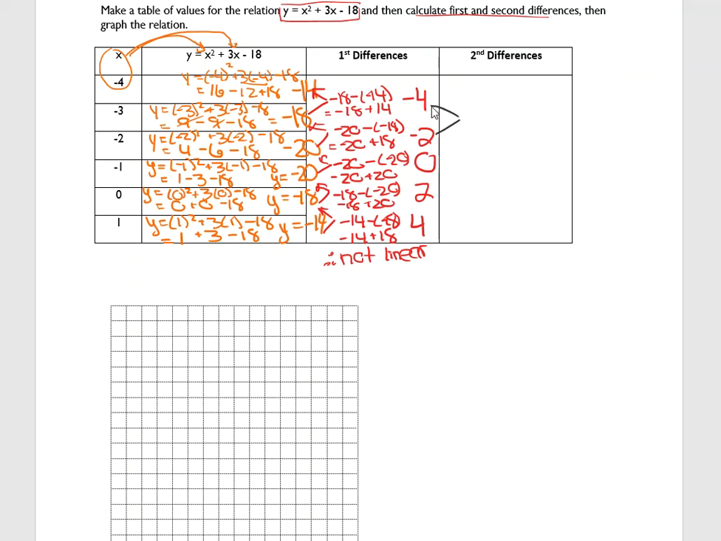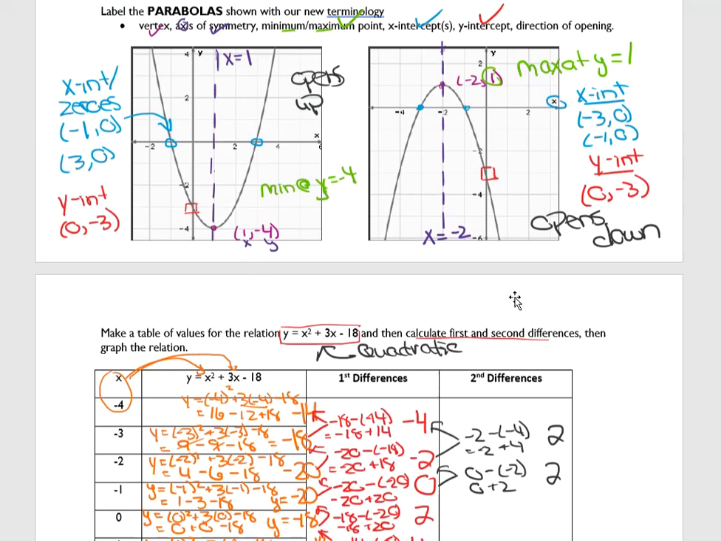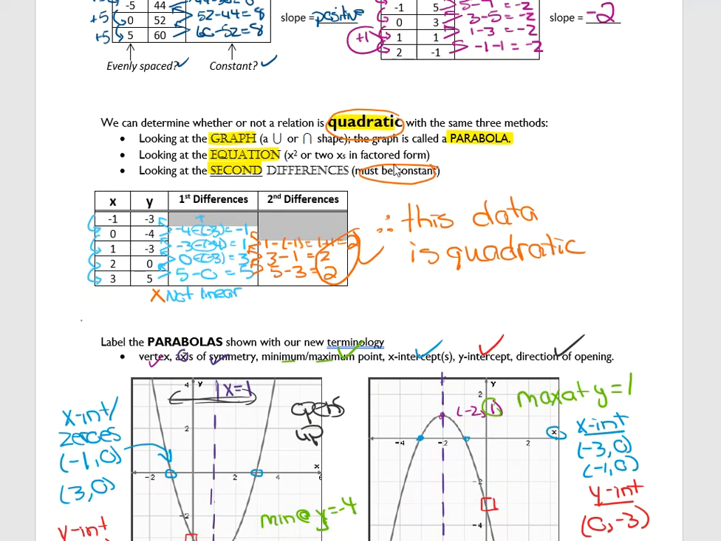I take the -2, I subtract the 1 above it. -2 subtract -4. That's -2 plus 4. That's a 2. Next pair is 0 subtract -2, which is really 0 plus 2, which of course is 2. Perfect. Beautiful. This is what I'm expecting. I'm expecting them to be the same because I already know by looking at this equation that it's quadratic. Let me scroll up here. I know that if I have an equation, I can look at the equation and I can know it's quadratic if I've got this x squared.